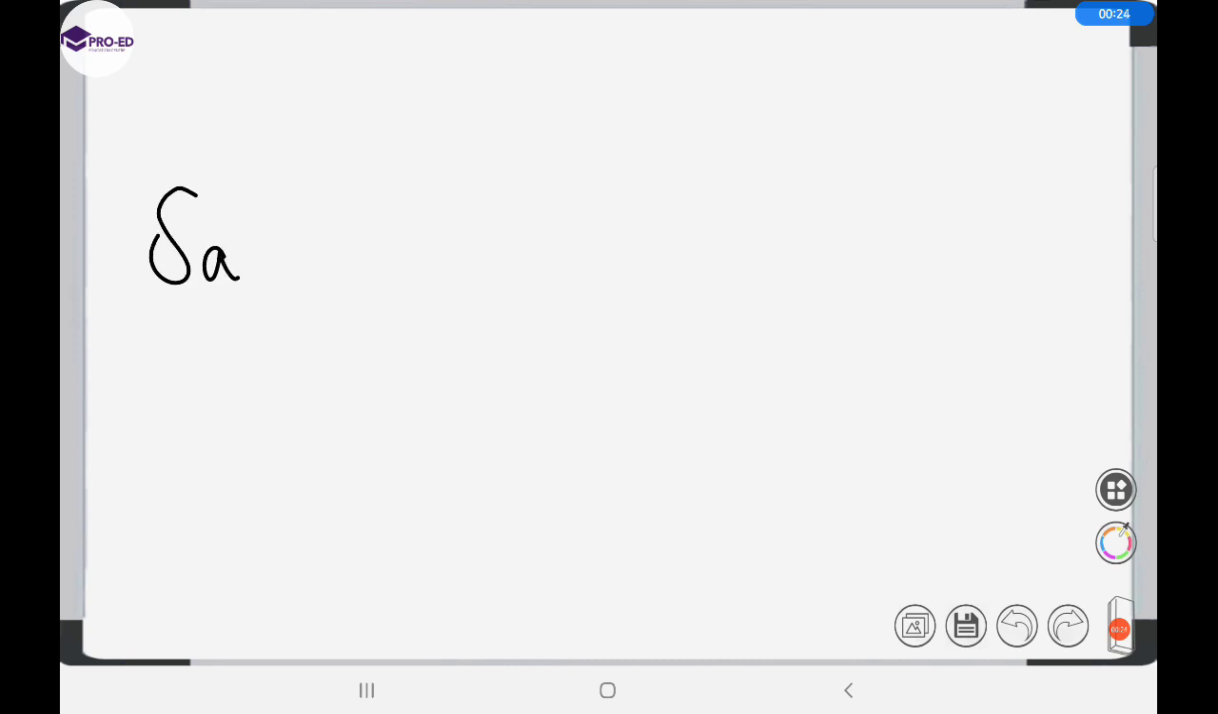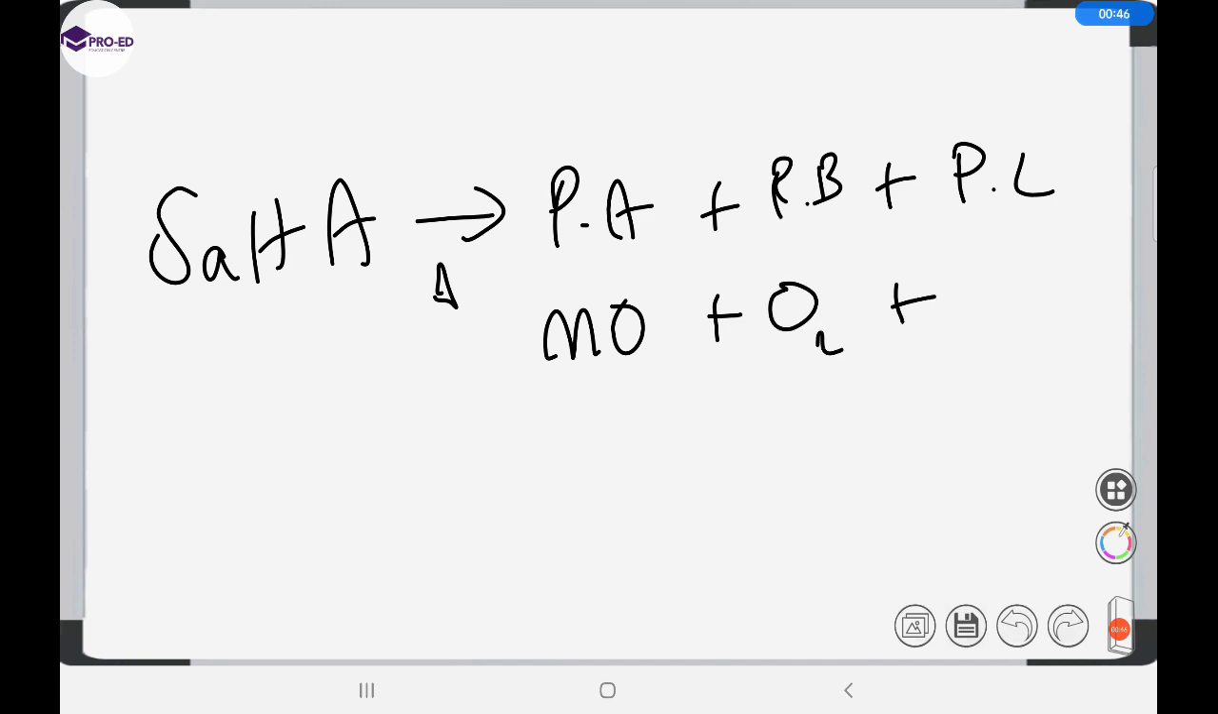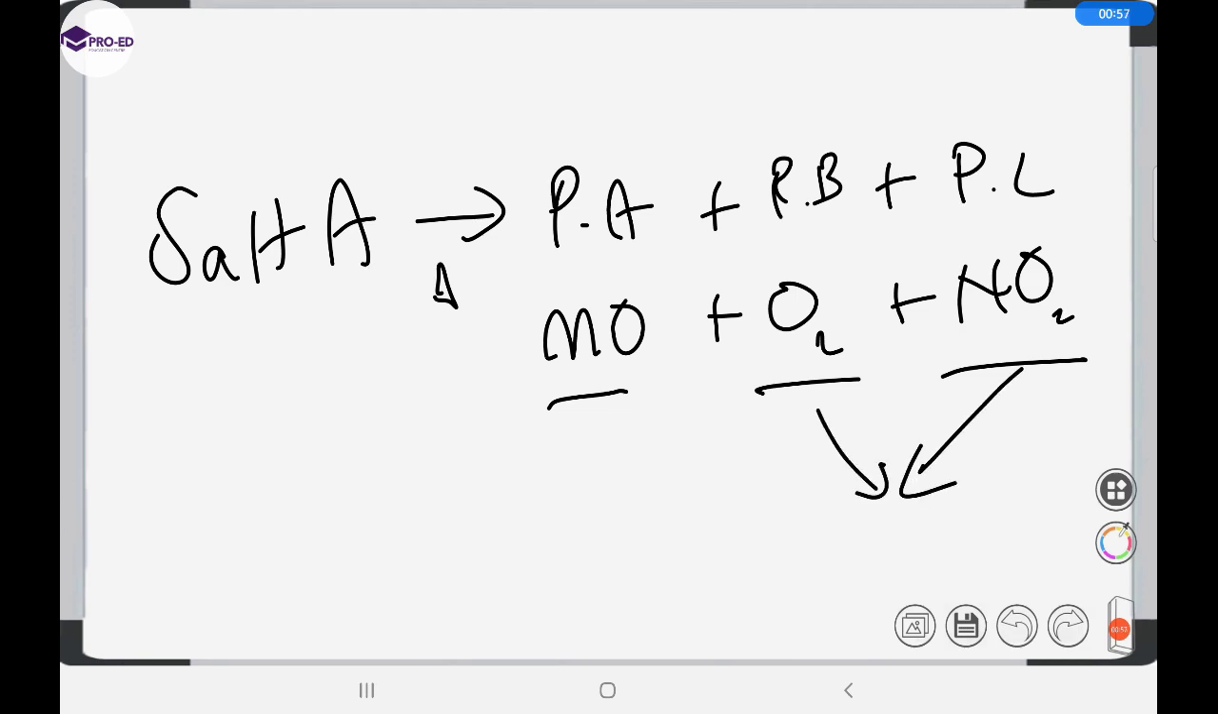So let's say we have salt A. After heating it up, we put the arrow for heat, it produces product A plus product B plus product C. In this scenario, let's say product A is a metal oxide, product B is oxygen, and product C is nitrogen dioxide. So from here we can see it forms a metal oxide, oxygen, and nitrogen dioxide. The only type of salt that releases oxygen and nitrogen dioxide are nitrate salts.